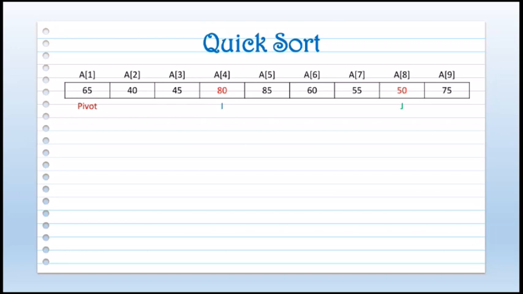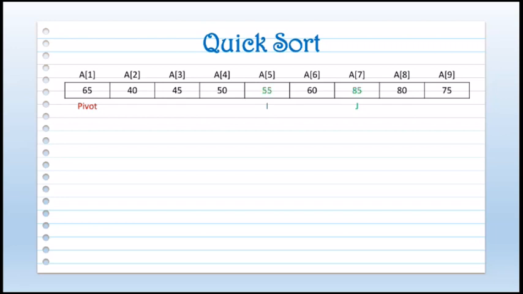Now again we will exchange 80 with 50. So 80 will go to the 8th position and 50 will come to the 4th position. So do the same process from the left hand side. So next element is 85. Is 85 greater than pivot element? Yes, the condition is true. That means we will stop comparing. Now we will go to the right hand side. So the next element is what? 55. Is 55 less than pivot element? Yes. So we will stop comparing and 85 will be exchanged with 55.